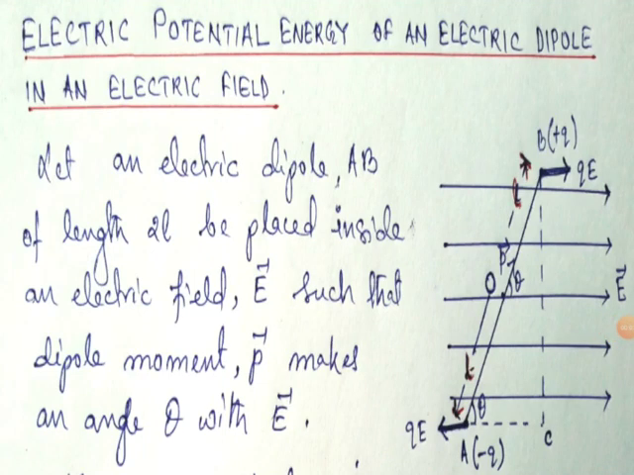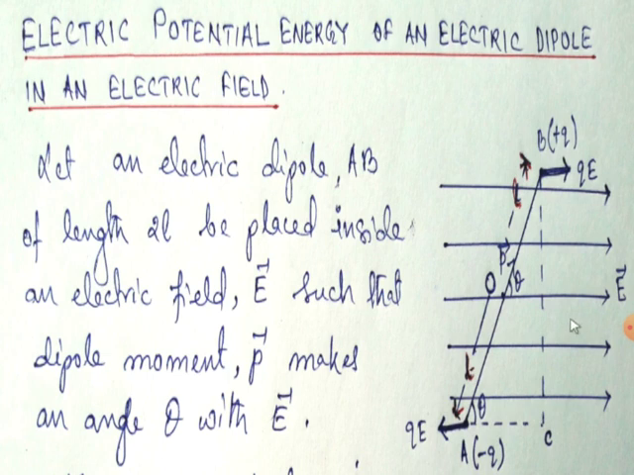In today's class, we will try to do electric potential energy of an electric dipole in an electric field. This electric field is assumed to be uniform. So what we are going to learn today is the electric potential energy of an electric dipole when placed inside an external uniform electric field. Got it?